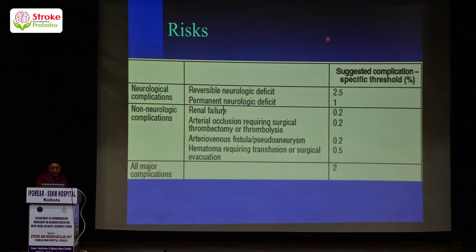There are some risks of the DSA also. Usually we have to keep our risk less than 1%. This is one of the series where they describe the complications around 2%, which is not acceptable, at least in DSA. It should be less than 1%.